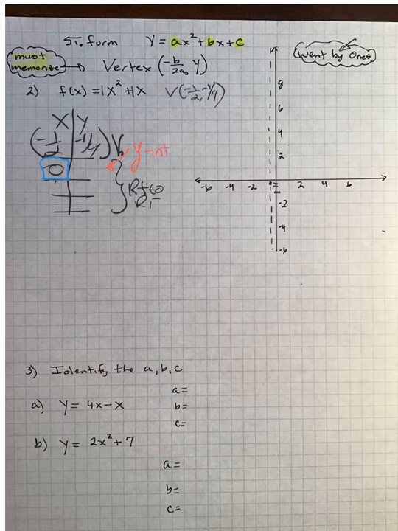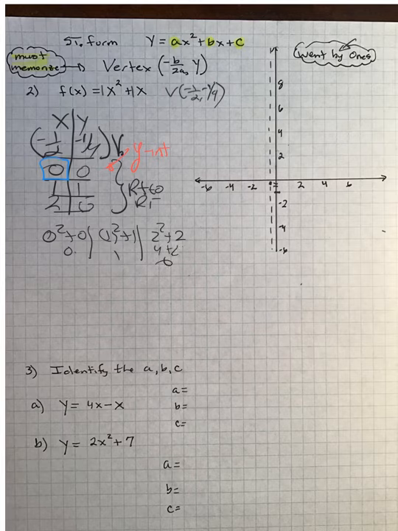And then I'm going to maybe pick 1 and pick 2. So let's see what happens. When I do 0 squared plus 0, I get 0. When I do 1 squared plus 1, I get 1. And when I do 2 squared plus 2, I get 4 plus 2, I get 6. So this is 0, this is 1, and this is 6. And so I'm going to plot those.